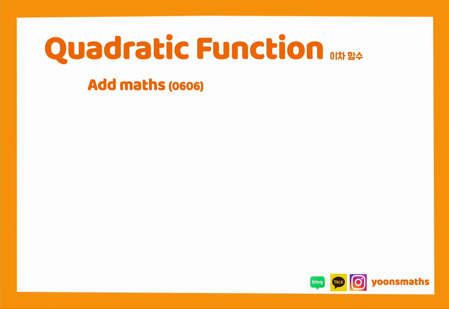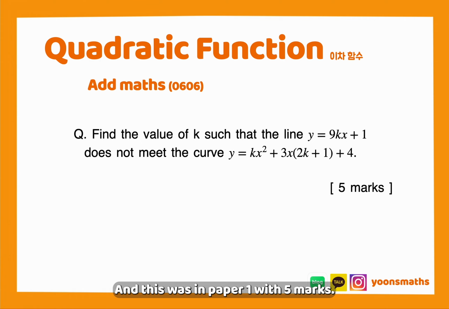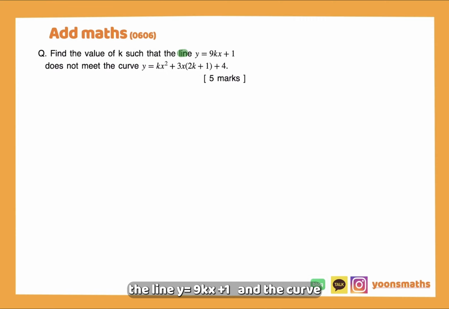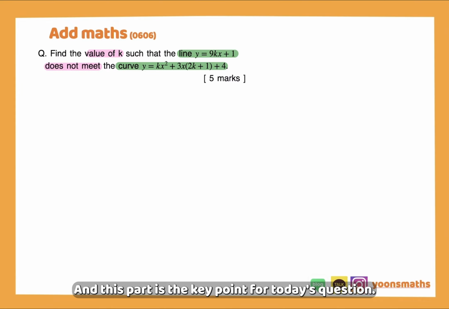As I mentioned, this question is from a real math exam in 2022. And this comes in paper 1 with 5 marks. So this kind of easy question, you better take the full 5 marks. The question is asking to find the values of k such that the line y equals 9kx plus 1 and the curve do not meet each other. And this part is the key point for today's question.